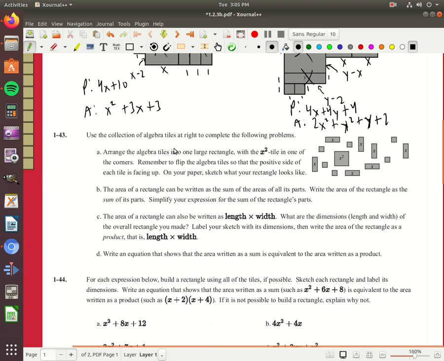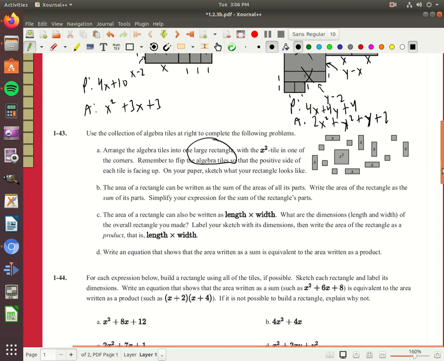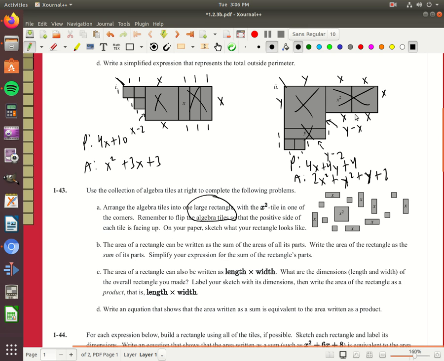So use the collection of algebra tiles at right to complete the following problems. Arrange the algebra tiles into one large rectangle. It has to be a rectangle or a square. It can't be a shape like this, which is why I'm kind of wondering why we do it this way first. But whatever. So we're going to decide what these look like as a rectangle with the x squared tile in one of the corners. Remember to flip the algebra tiles so that the positive side of each tile is facing up. On your paper, sketch what the rectangle looks like.